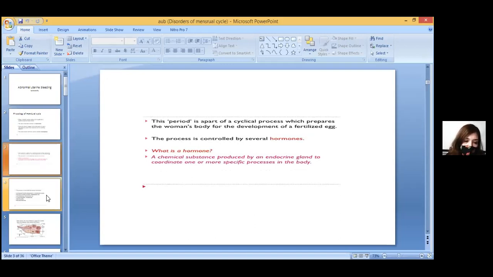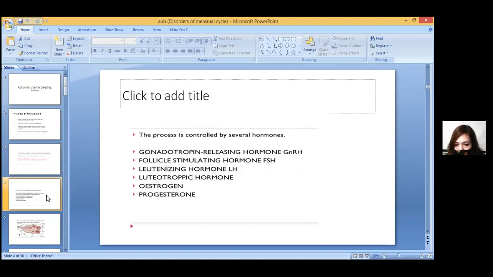The different hormones involved in the initiation of the menstrual cycle begin with the gonadotrophin releasing hormone, GnRH. I'm sure you all know that GnRH is released from the hypothalamus. Once GnRH is released, it acts on the anterior pituitary gland and stimulates the release of the follicle stimulating hormone and the luteinizing hormone. Once both FSH and LH are stimulated, in return they increase estrogen production and progesterone production in the body.